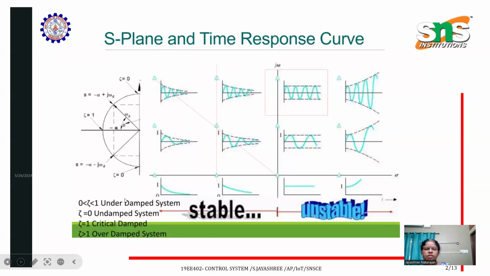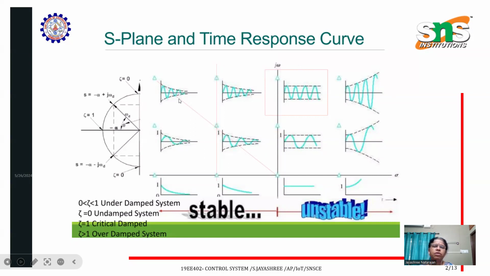In an underdamped system, the zeta value is between 0 and 1. For an undamped system, when there is no damping, zeta is 0. For critically damped, zeta equals 1. Then for an overdamped system, zeta is greater than 1. So look into this picture.